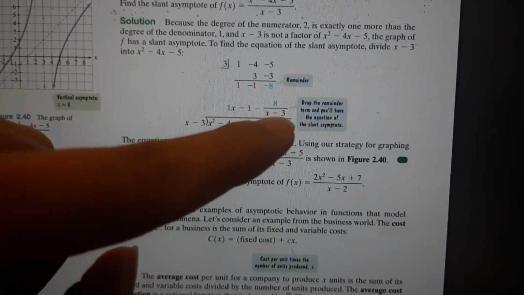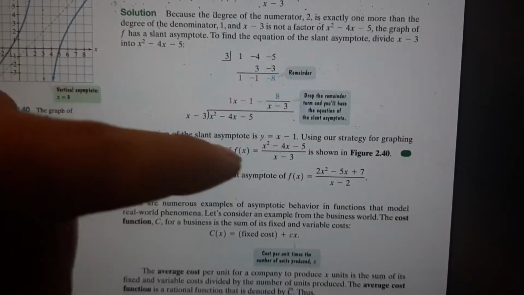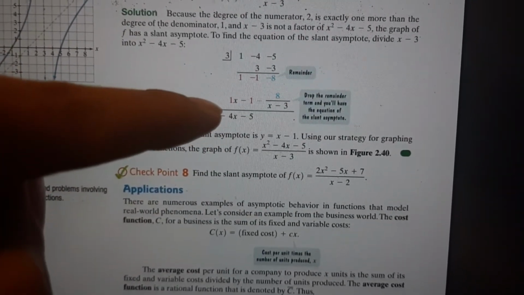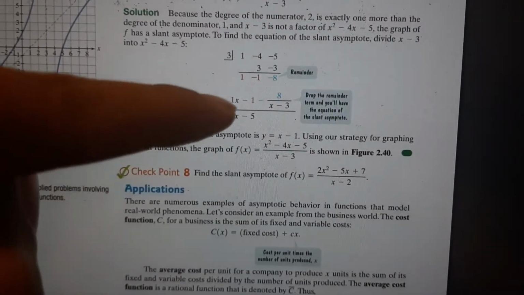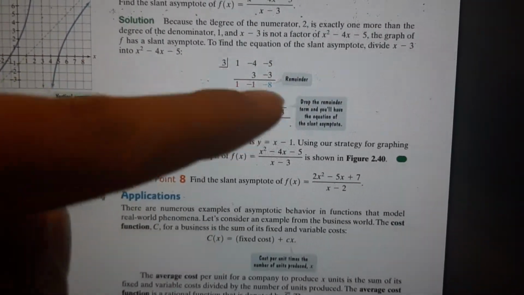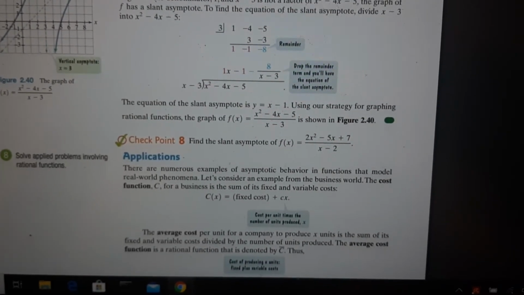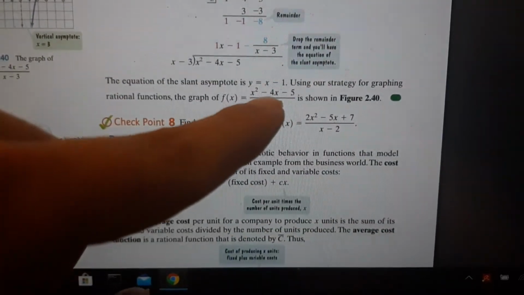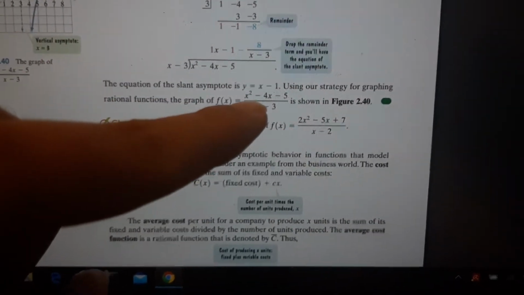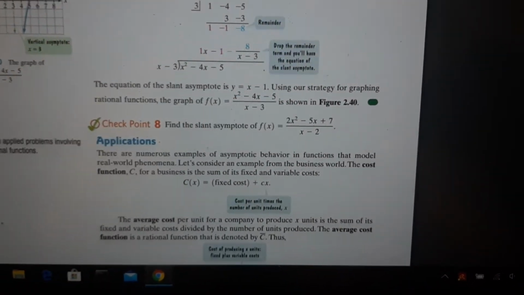Now this, we don't really care for. Our result would just be 1x minus 1. Okay, so this right here, this is what will be the equation for our slant asymptote. That's what it says right here: the equation of the slant asymptote is y equals x minus 1.